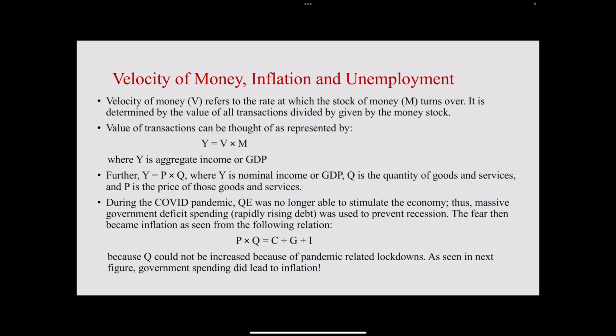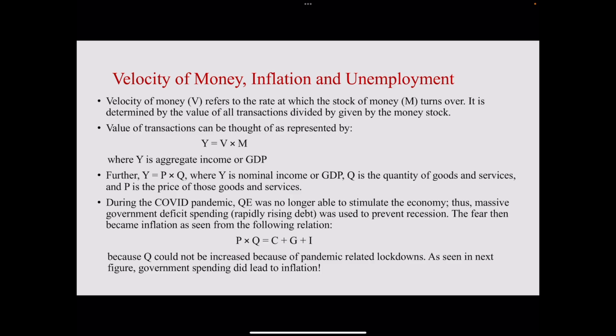During the COVID pandemic, quantitative easing, QE, was no longer able to stimulate the economy. Thus, massive government deficit spending, rapidly rising debt, was used to prevent recession. The fear then became inflation.